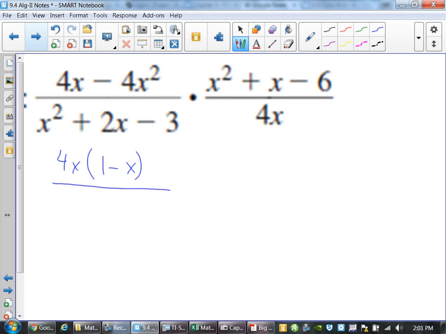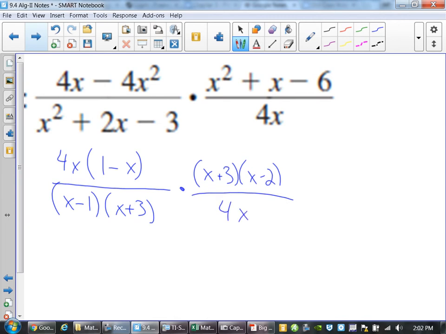What times what's negative 3, you add together to get 2? Negative 1, 3. What times what's negative 6, you add together to get 1? Negative 2. Okay, what drops? A 4x and your x plus 3. Are we okay with that?